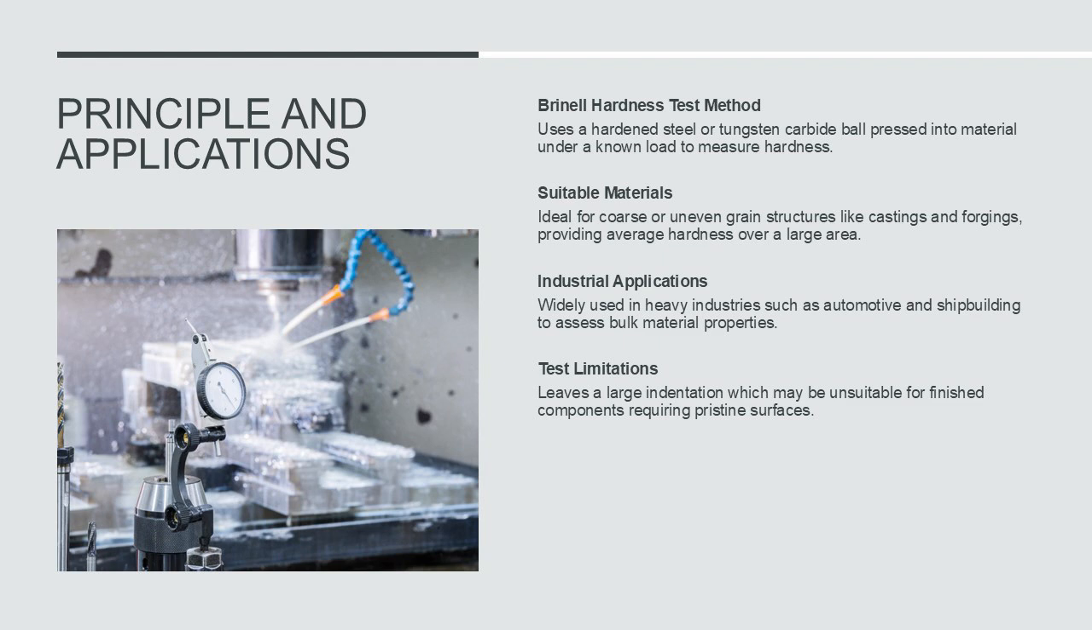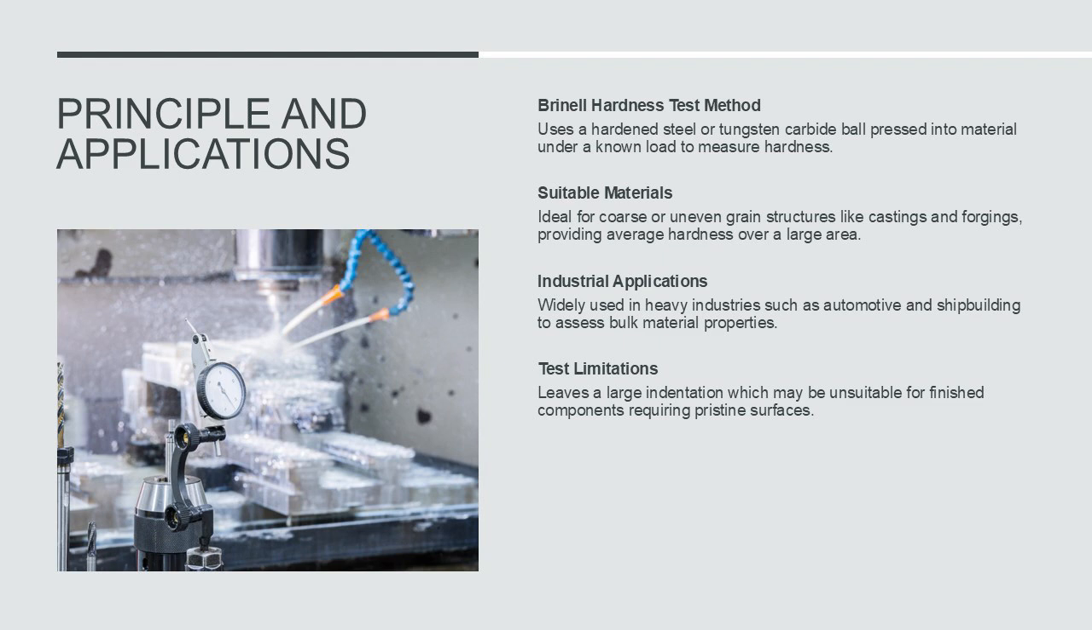Next, let's talk about principle and applications of Brinell hardness test. The Brinell hardness test uses a hardened steel or tungsten carbide ball pressed into the material under a known load. The diameter of the indentation is measured and converted into the Brinell hardness number, BHN.